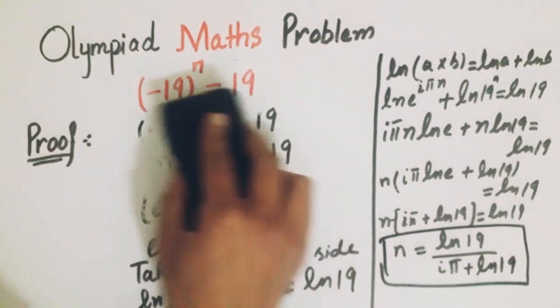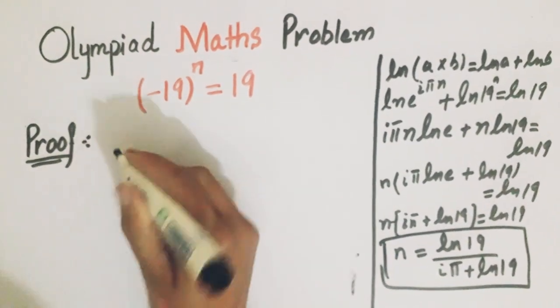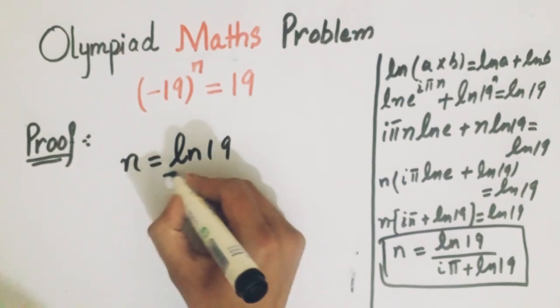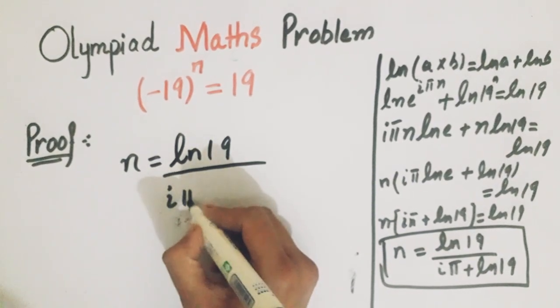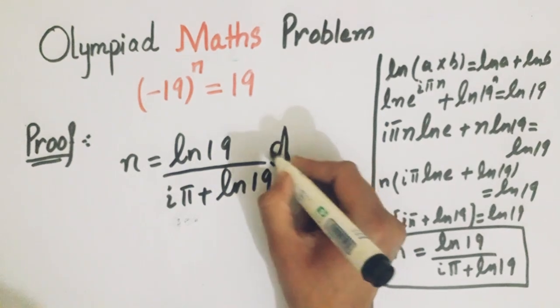We will write this here. n equals ln 19 divided by iπ plus ln 19. So this is the answer.